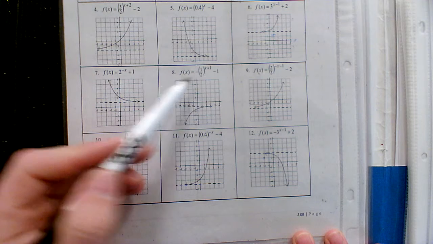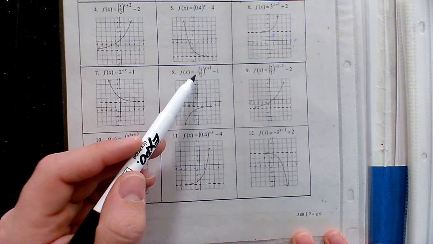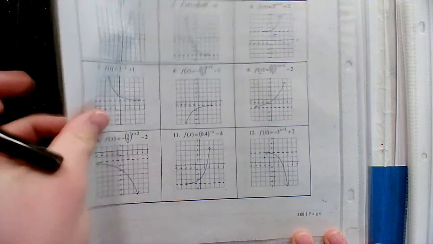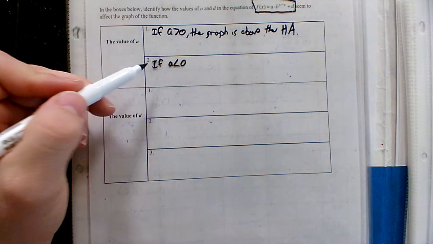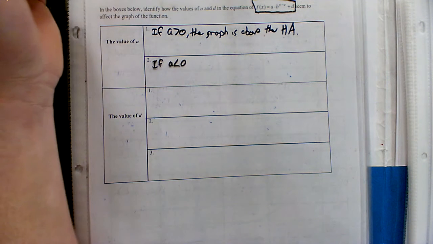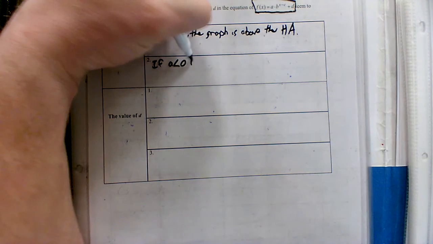But if we look at problem 8, we have that negative 1 out in front, and it's below the horizontal asymptote. So we are going to say if a is greater than 0, the graph is above the horizontal asymptote. Then the converse of that, for if a is less than 0, go ahead and write the graph is below the horizontal asymptote.